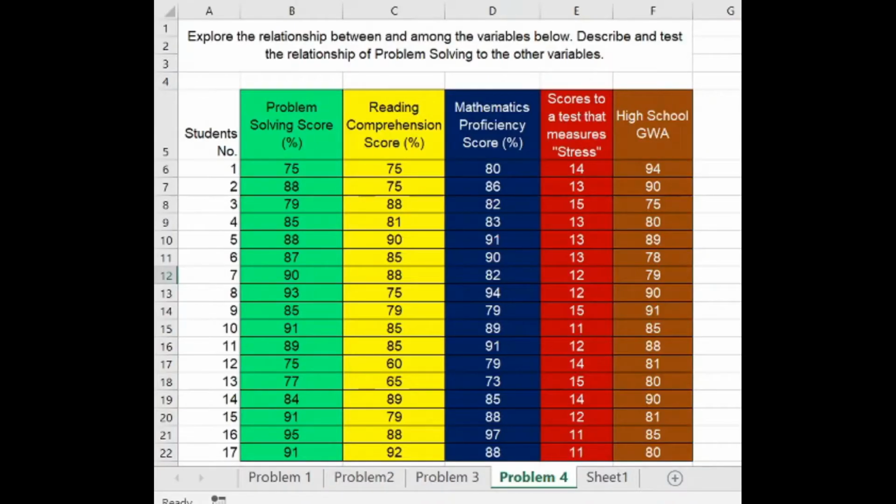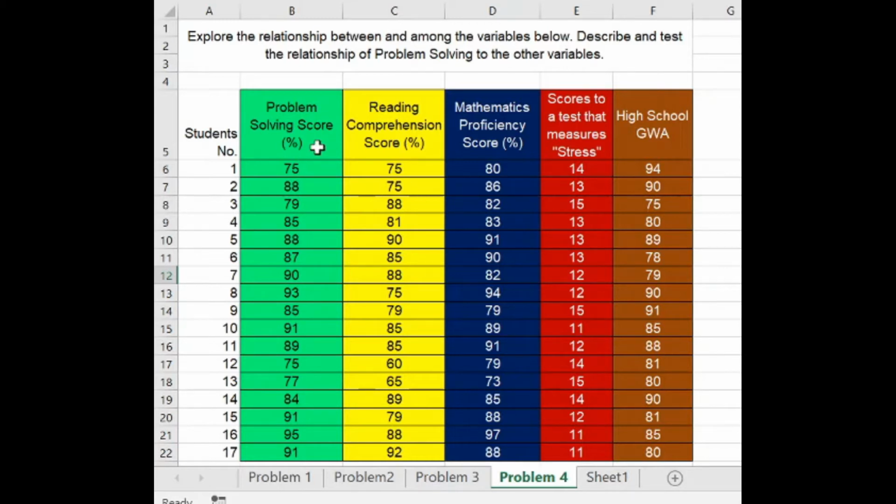Alright, let us proceed with our problem here. Let me read it first. Explore the relationship between and among the variables below. Describe and test the relationship of problem solving to the other variables.